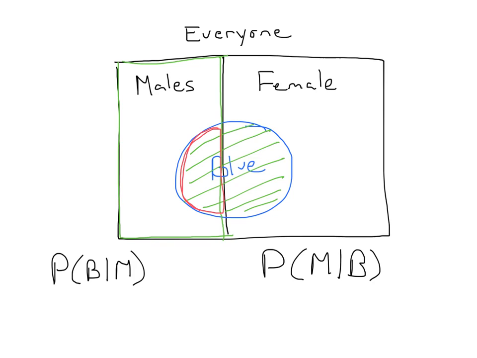One is asking, how big is this red piece? Let me draw the red the other way. How big is this red piece inside the male rectangle? And then the other one is asking, how big is this red piece inside the blue-eyed circle? All right. And those are two very, very different ideas. I hope that we've seen that.